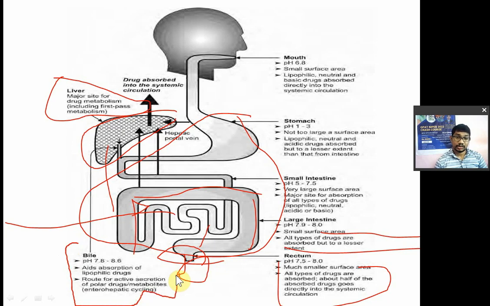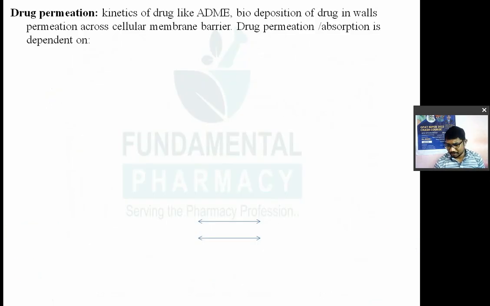Okay. Now we'll see what we mean by drug permeation. So drug permeation is nothing but drug absorption. Okay, so kinetics होता है आपका absorption, ADME. So what do you mean by drug permeation? Drug permeation means which kind of drug is allowed to absorb from which part of your body. So that is drug permeation. So kinetics like ADME, absorption, distribution, metabolism, elimination, and the disposition of drug in the body, the permeation across the cellular membrane, that is known as drug permeation or absorption.